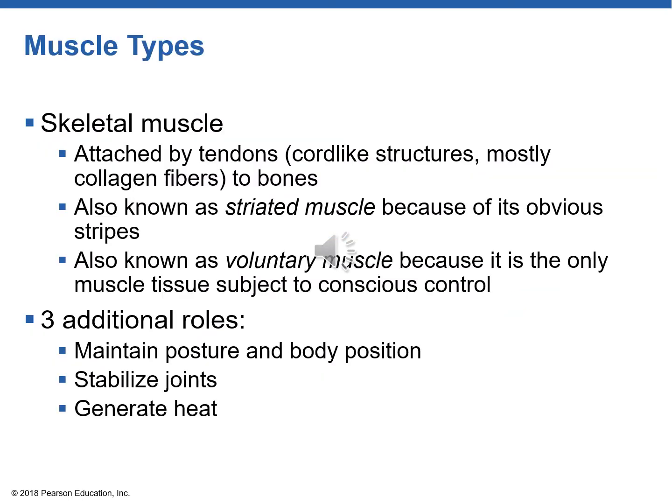Let's talk about the tendons that attach skeletal muscles to bones. Well, if you enjoy eating wings, you've probably noticed all kinds of tendons, for example, in the wings. So next time you eat wings, take a look at that connective tissue which connects the muscle to the bone, and you'll know that that's tendons. The terms striated and voluntary are mentioned here as well.